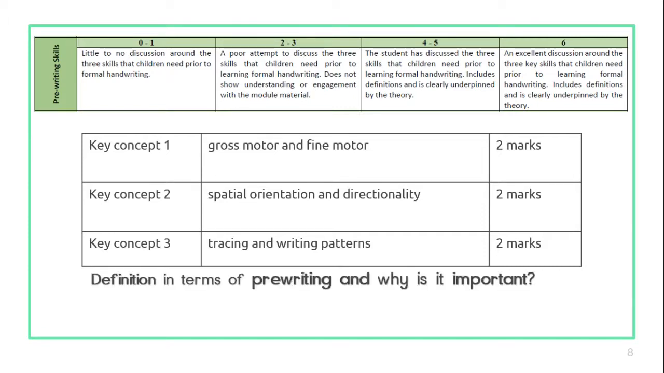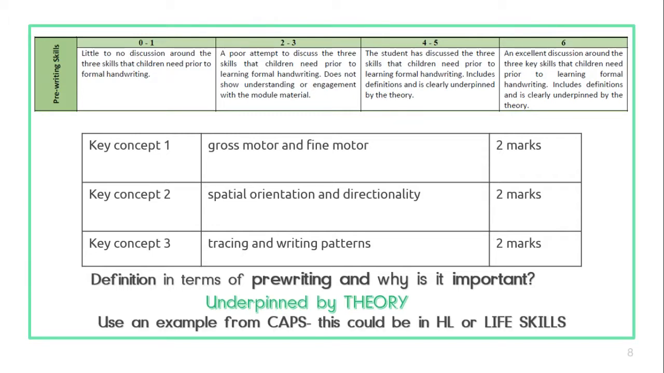So you need to provide a definition in terms of pre-writing and include why it is important. So you provide a definition of gross motor skills and a definition of fine motor skills, and provide a specific reason as to why gross motor and fine motor skills are important for pre-writing. You need to include theory. This means you found a reputable source that backs up what you are saying. You can use an example from CAPS, and this could either be in the home language document or in the life skills document.